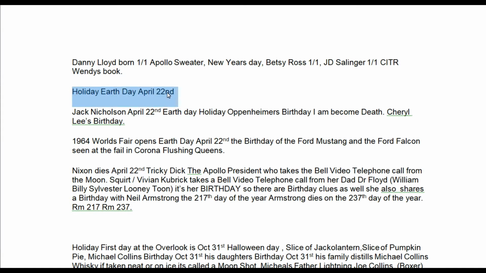So Earth Day is April 22nd. Jack Nicholson's birthday is Earth Day. Robert Oppenheimer's birthday is Earth Day. And we have the "I am become death" helmet in Full Metal Jacket that Adam Baldwin wears. And it's also Cheryl Lee's birthday. She's in Vampires. And she's also, let me just put it in here so we can have it.